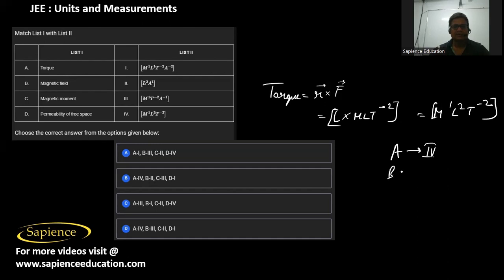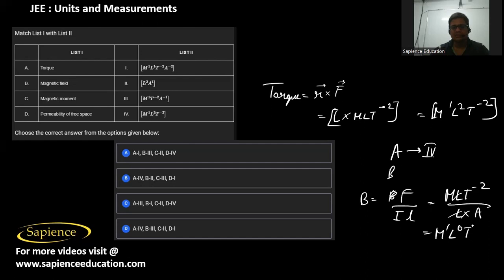And B is magnetic field. As we know, magnetic force equals I L cross B, ILB. So force by current into length, F by IL, is the magnetic field. So that will be MLT power minus 2 by length into current, ampere. L will cancel. So that will be M power 1 L power 0 T power minus 2 A power minus 1, that is M A power minus 1 T power minus 2. So B will match with 3.